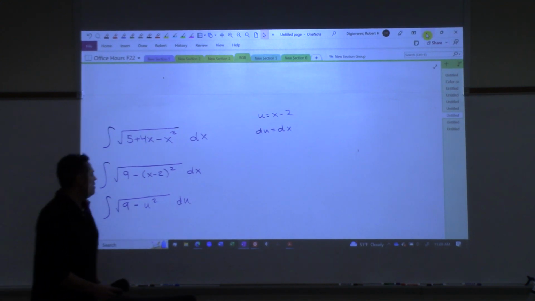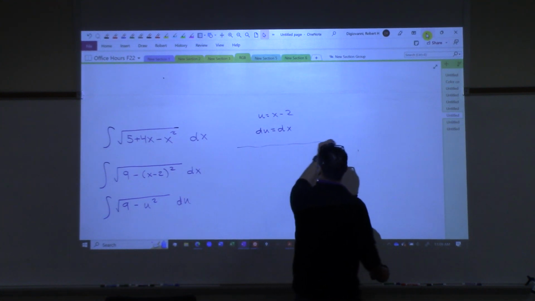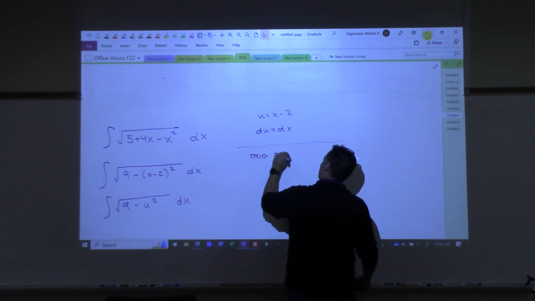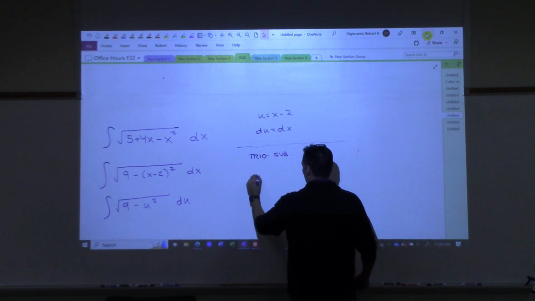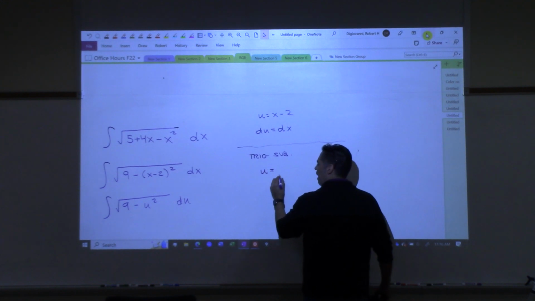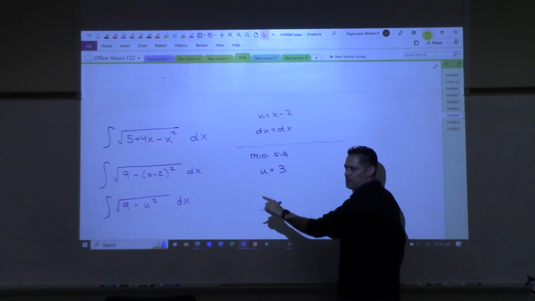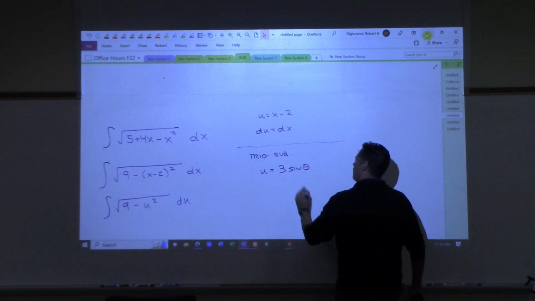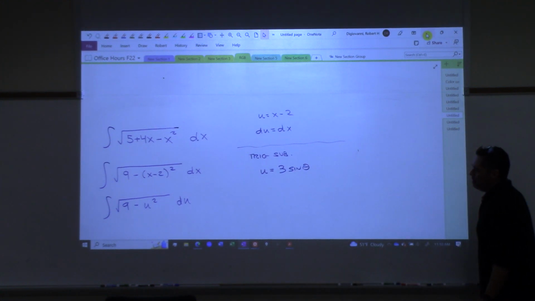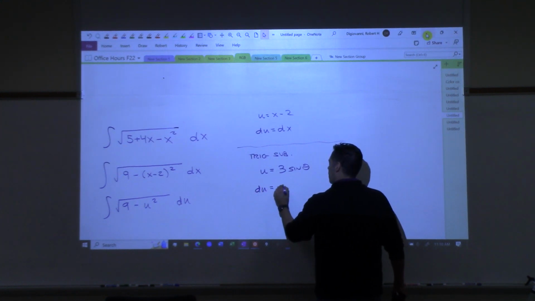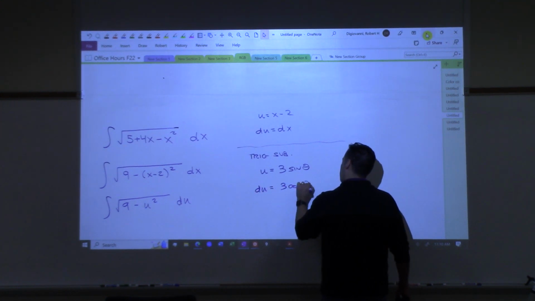So our trig sub, so I'm going to continue now. Our trig sub is going to be not x equals, right? Because our variable here is u. So u equals a, which is 3. That's because the 9 is a squared, right? And then sine theta. And then the derivative of this is 3 cosine theta d theta.